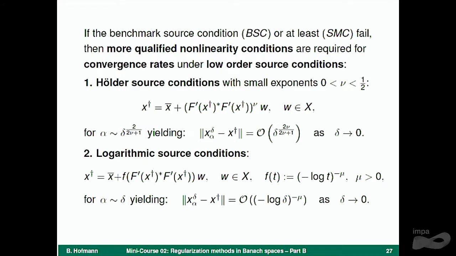And you see if nu is smaller than 1, then you see 2 nu plus 1, and you have here 2 over 3. And this is well known, this is some kind of saturation. If nu is a half, then you get such a saturation situation here. The logarithmic case is the same: if you have such a logarithmic source condition, you get such logarithmic rates in this way.